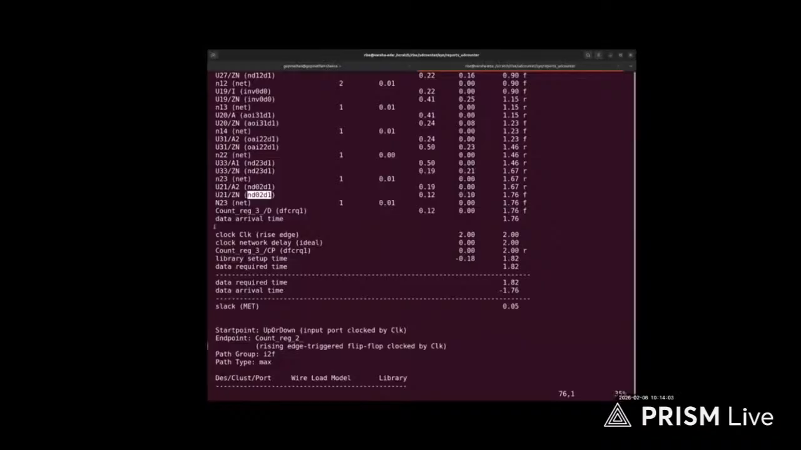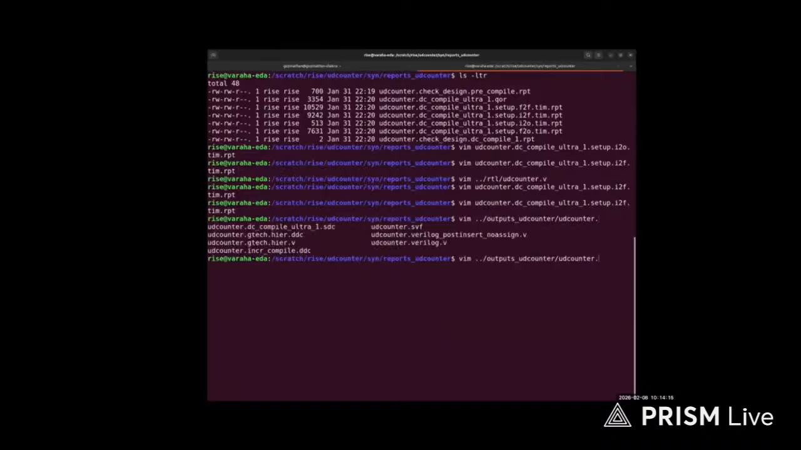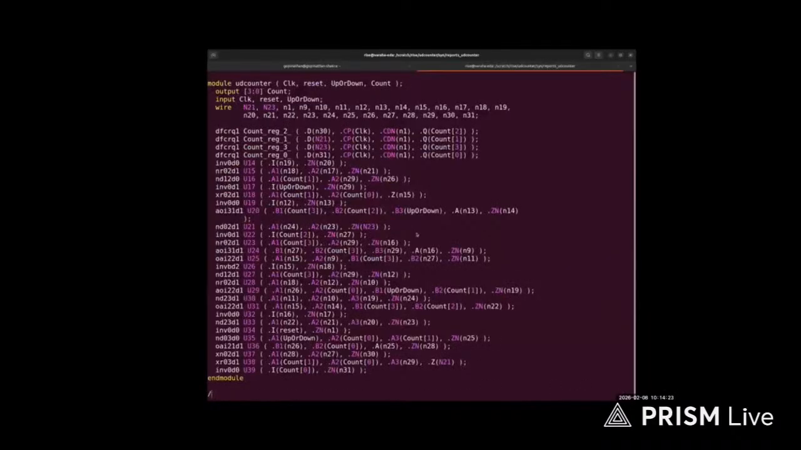Instance name in the netlist, you have seen, no? Say, for example, you take this NAND gate. I'm opening the netlist. So if you see here, this NAND gate U21 is there, no? This U21 is the instance name. Got it? Yes.